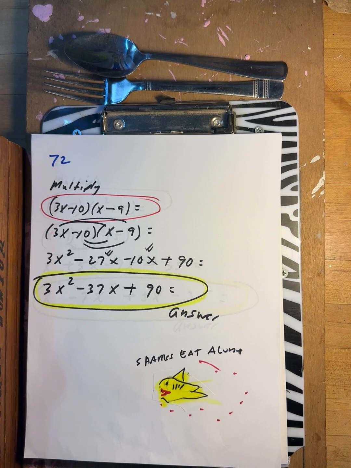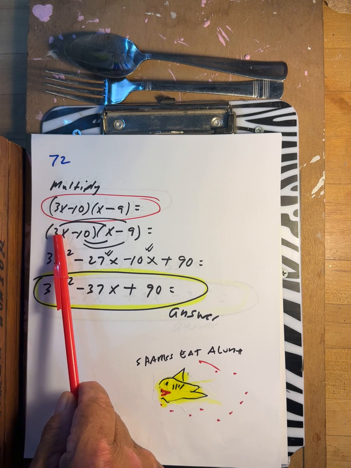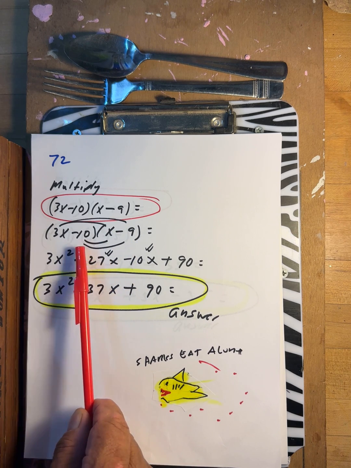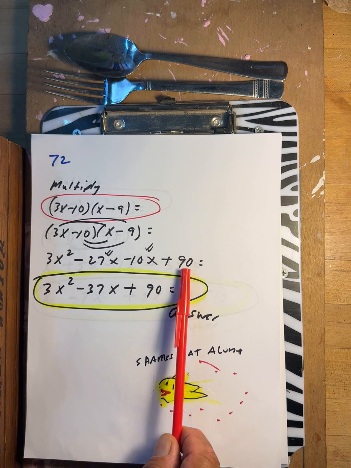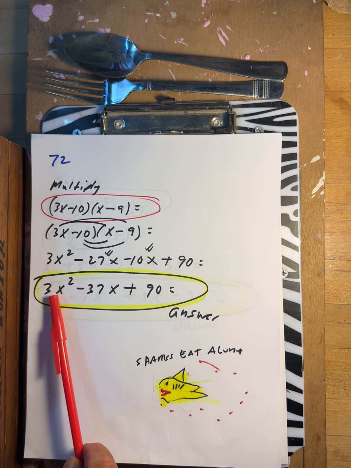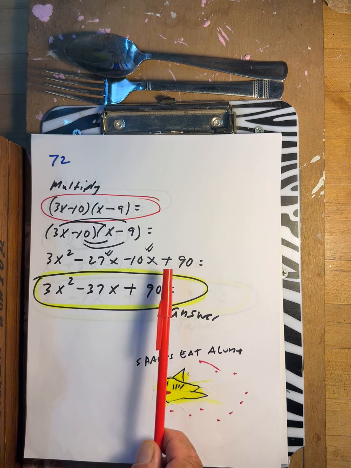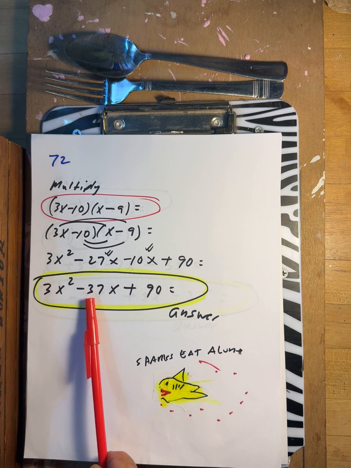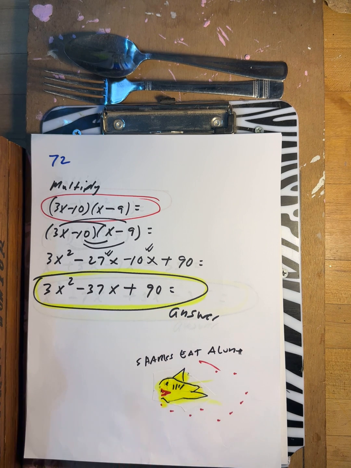The other one. So, same thing. 3x times x is 3x squared. 3x times that is negative 27x. Negative 10 times that is negative 10x. And negative times a negative is a positive 90. So now we have 3x squared, copy it. Negative 27, negative 10 is a negative 37x plus 90. So 3x squared minus 37x plus 90, that's it? Yep. 3x squared minus 37x plus 90.